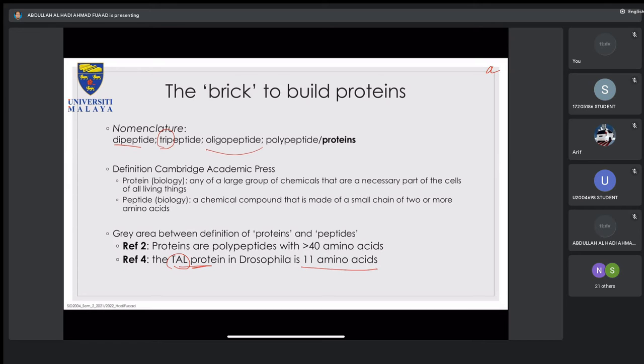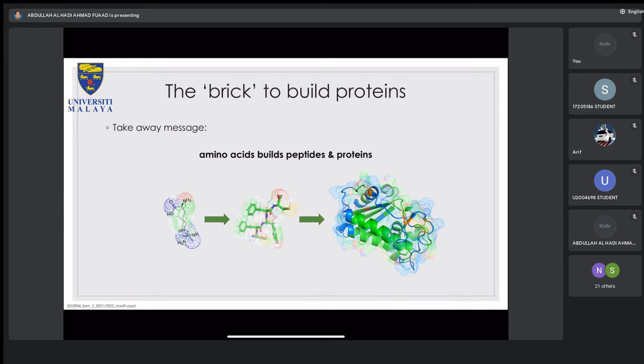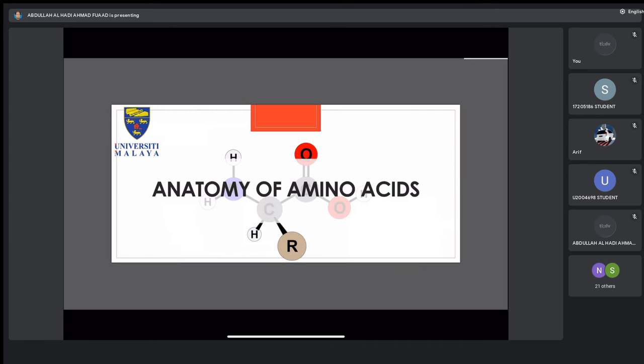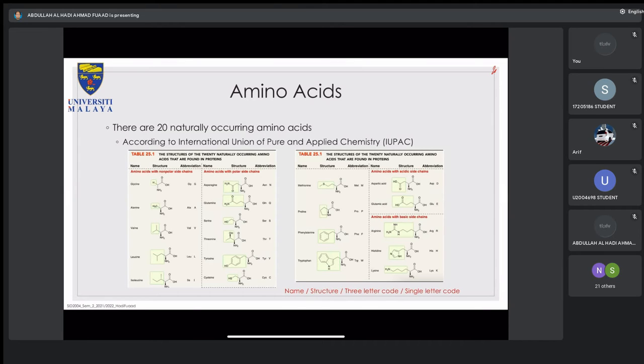Okay, so this is just for peptide and protein. I'm not talking about everything else. All right. So the takeaway message is that amino acids build up peptides, and peptides can build up proteins. Okay, we're going to look next at the anatomy of amino acids. Again, it might be some revision for you guys, so I'm just going to go in very quickly.